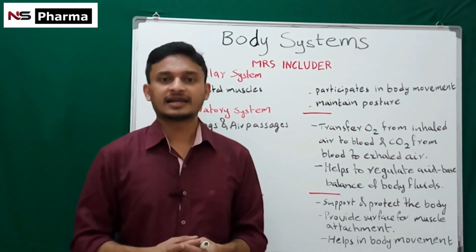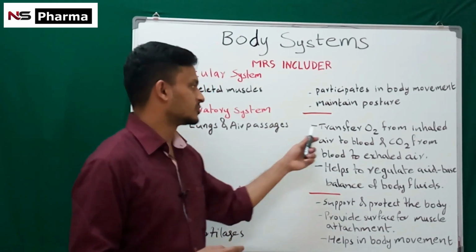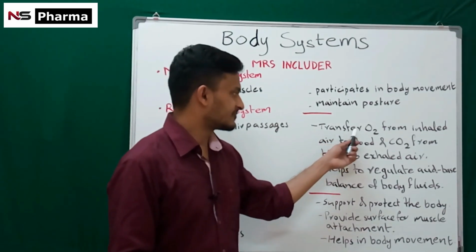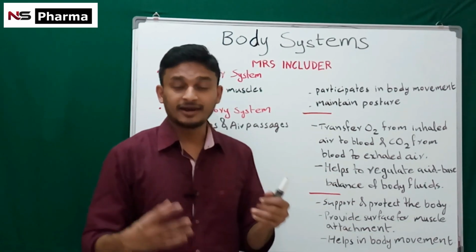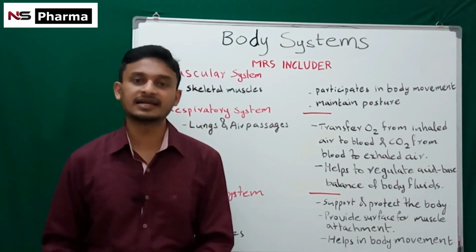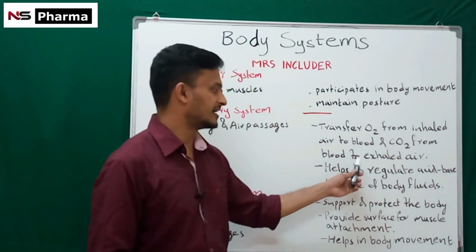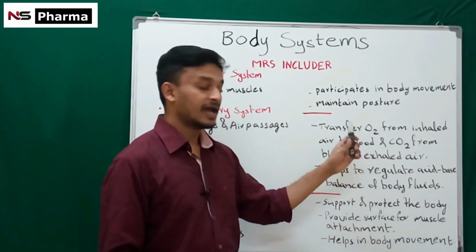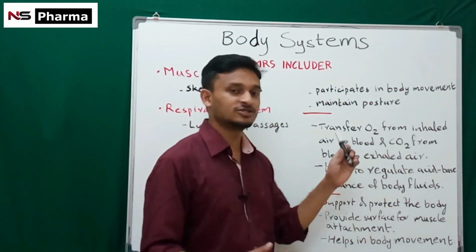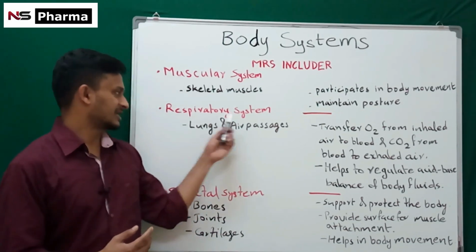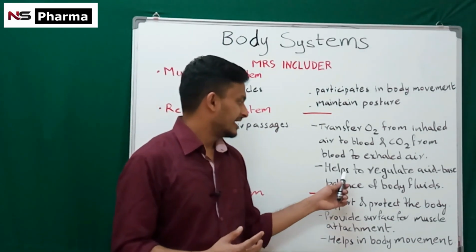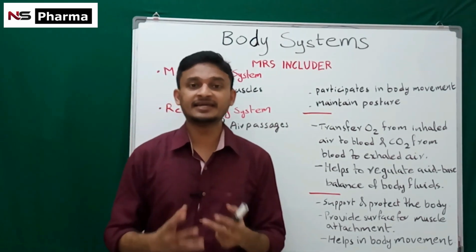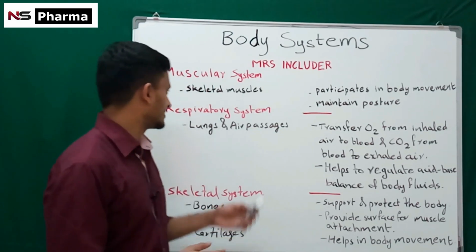So what are the functions of the respiratory system? The respiratory system helps to transfer oxygen from inhaled air to the blood, and also carbon dioxide from the blood to exhaled air. This is the main function of the respiratory system. Another function is that it helps to regulate the acid-base balance of body fluids. This is the respiratory system.